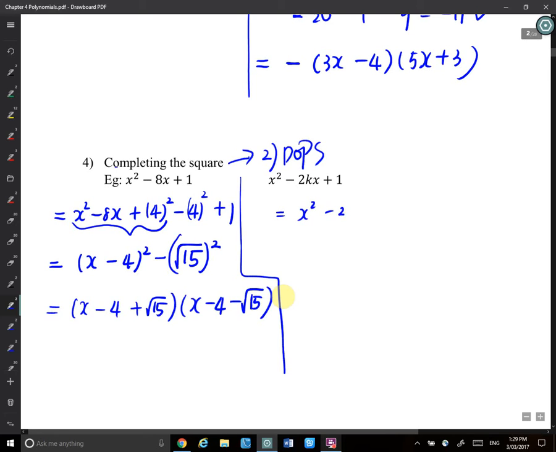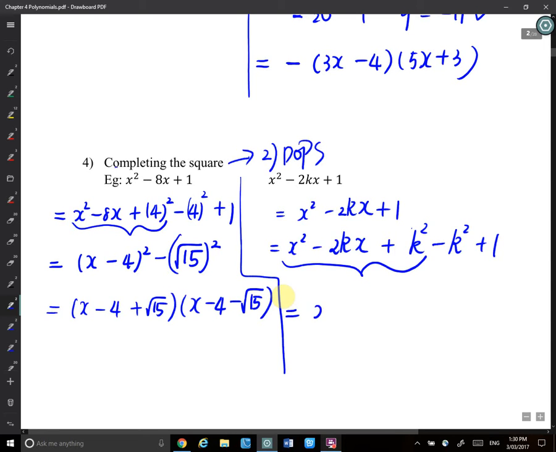Okay, number 2. x squared minus 2kx, the coefficient is minus 2k, so you have x squared minus 2kx plus half of the 2k, which is k squared, subtract the k squared, and then plus 1. The three terms can complete the square, so it's x minus k squared.